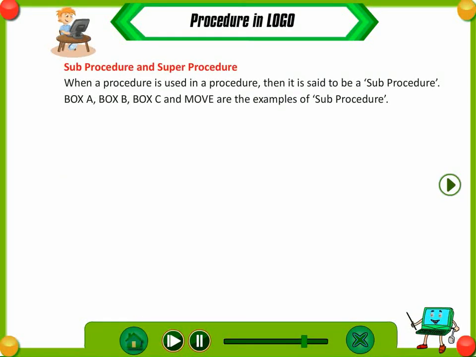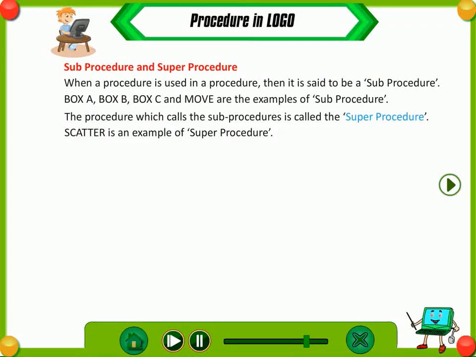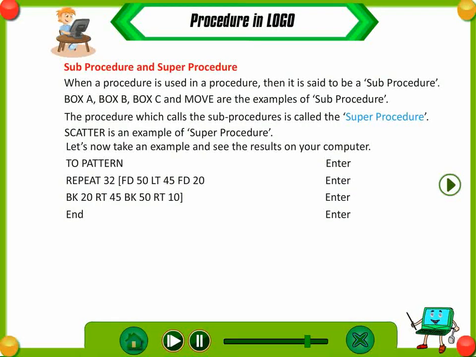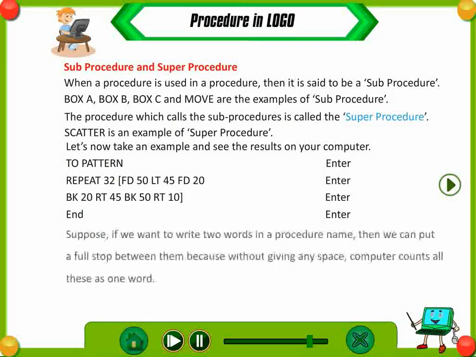Sub-procedure and super-procedure. When a procedure is used in a procedure, it is said to be a sub-procedure. BOXA, BOXB, BOXC, and MOVE are examples of sub-procedures. The procedure which calls the sub-procedures is called the super-procedure. SCATTER is an example of a super-procedure. Let's now take an example and see the results on your computer. TO PATTERN, enter, REPEAT 32 [FD 50, LT 45, FD 20], enter, BK 20, RT 45, BK 50, RT 10, enter, and END, enter.